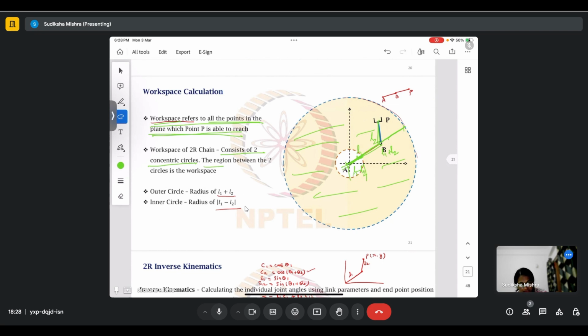And the region between these two circles is the workspace. So minimum, maximum, and the region between is the workspace. The minimum radius becomes the modulus of L1 minus L2, which is the minimum length that you might encounter in a kinematic chain. Suppose there is a folding here like this, whereas the maximum length that one would encounter is when the kinematic chain is straightened out, which is L1 plus L2.